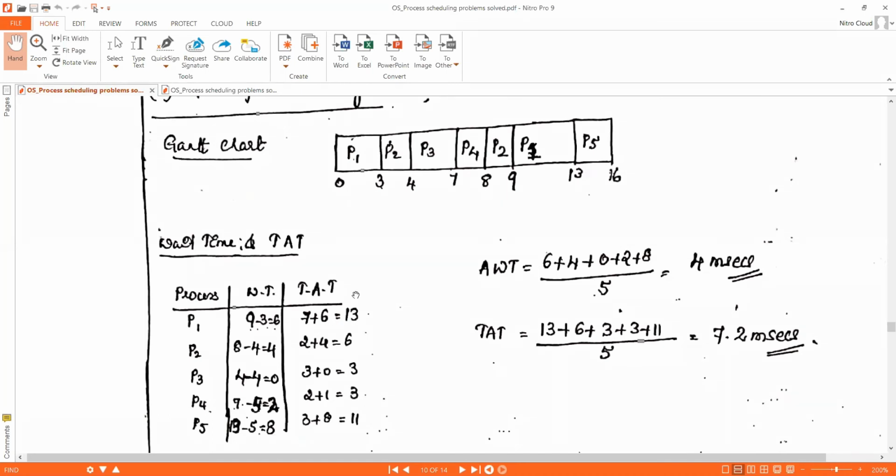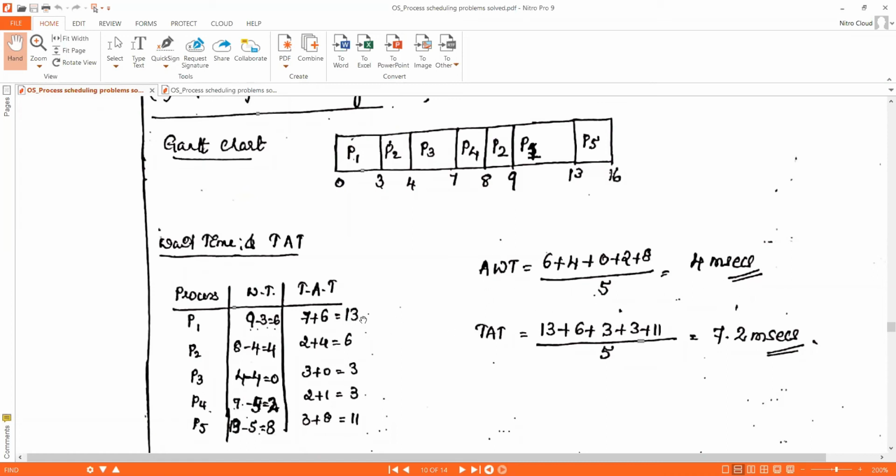Now, if you know the waiting time and turnaround time, we know how to find the average waiting time. Average waiting time is the sum of all the processes' waiting time divided by the total number of processes. That is 6 plus 4 plus 0 plus 2 plus 8 divided by 5. Okay, we will get 4 milliseconds as the average waiting time.